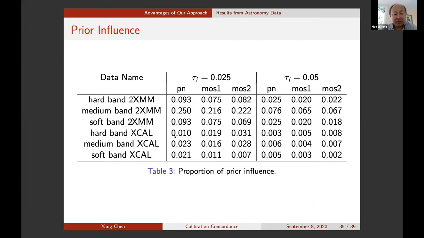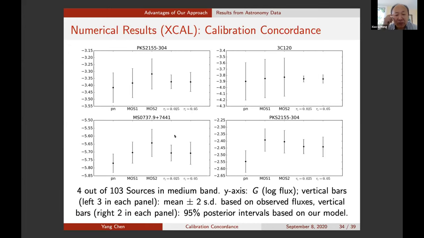Maybe go back to the slide. It might be worthwhile to point out, for example, if you look at 3C120, the Bayesian results have a much, much narrower bar. The reason is that the three original measurements are pretty consistent with each other. When things are very consistent, the Bayes method essentially says that by aggregating them you should get a much smaller error bar, because you have much more information.